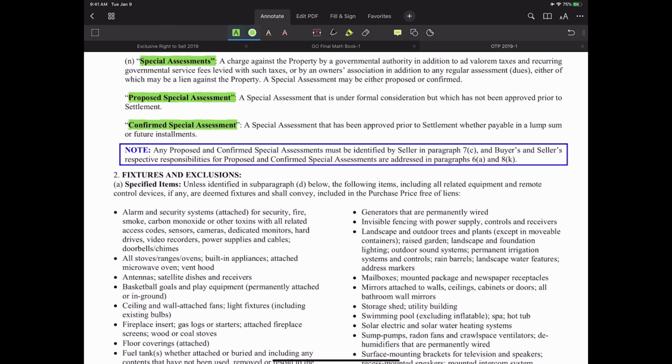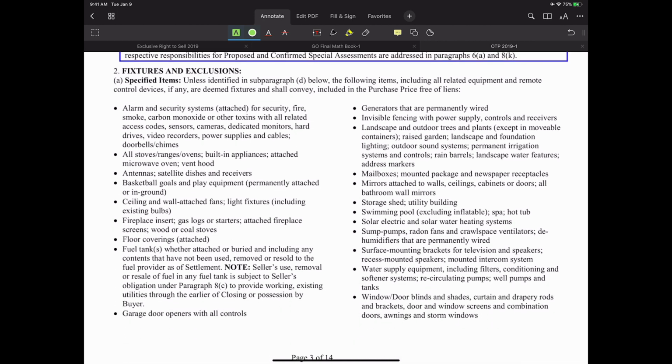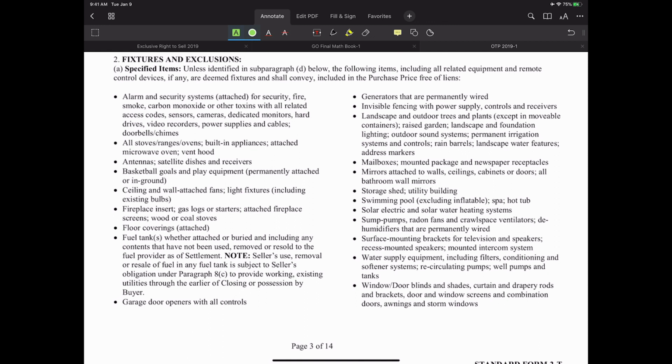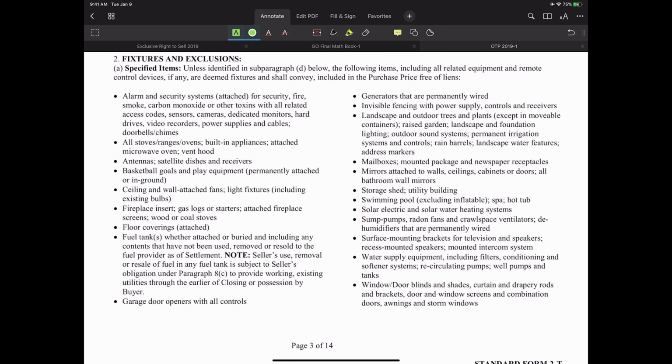Now, beginning with the fixtures and exclusions paragraph. At this point, this should not be a mystery to you. Notice that we're in the offer to purchase now, but this will mimic the same paragraph that we had in the listing agreement. We've already had a conversation with the seller about these items, and here's the deal. If the contract says it's a fixture, then it is in fact a fixture.